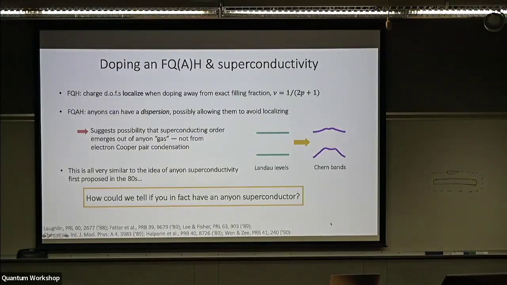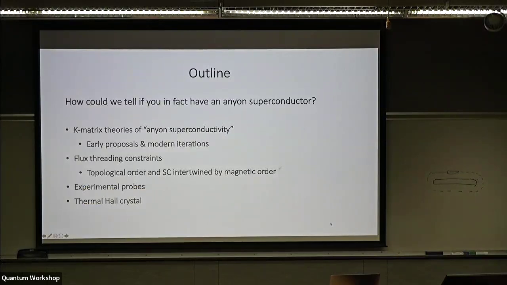And so I'm not going to describe those theories. That's actually next talk, I believe. Senthil will talk about that. I really want to talk about if you have such an anyon superconductor, how could you tell? So my outline is I'm going to first go over some of the very broad definition of these anyon superconductors, very loosely sketch out the early proposals, and then I'll move on to the implications.